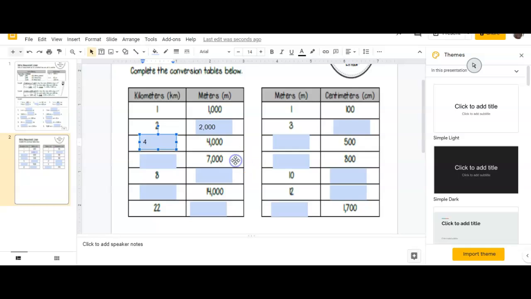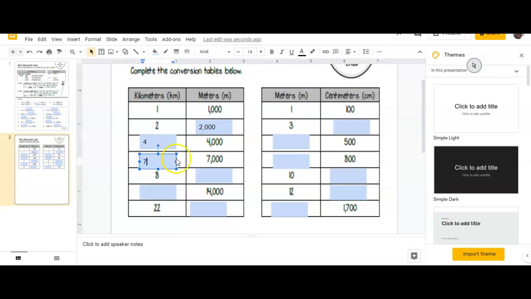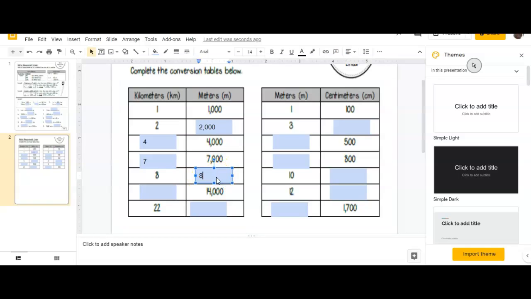Now if I have 7,000, just think for every 1,000 as 1 kilometer. So how many thousands are in 7,000? That's right, there's 7. So there are 7 kilometers in 7,000 meters. I'm just asking how many groups of 1,000 are there? If you look at this one, I have 8 kilometers. Well, for every 1 kilometer there are 1,000 meters. So I have 8 groups of 1,000. So what is 8 times 1,000? 8,000.